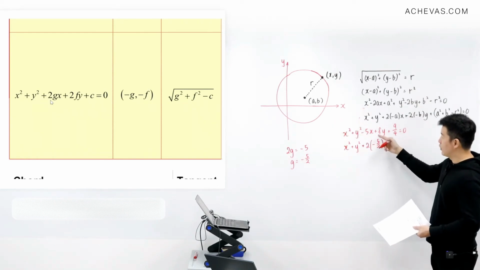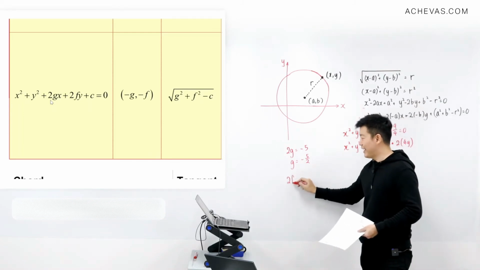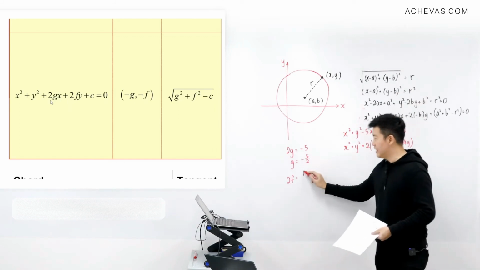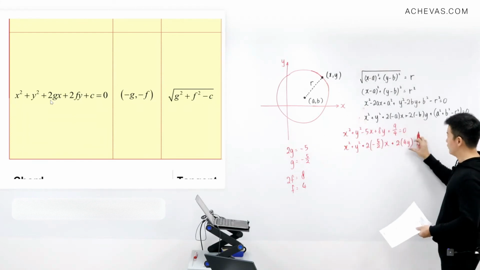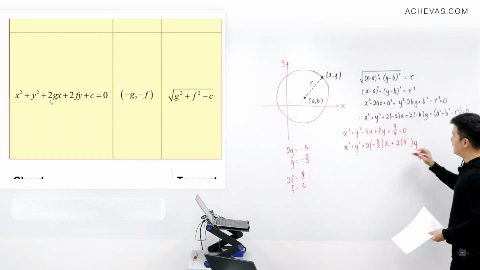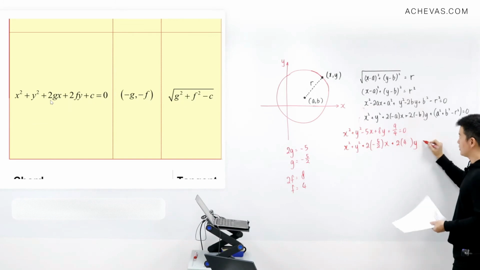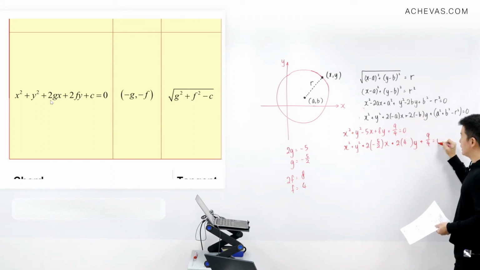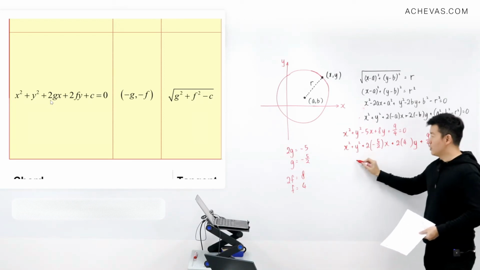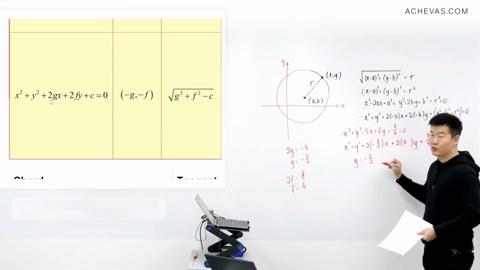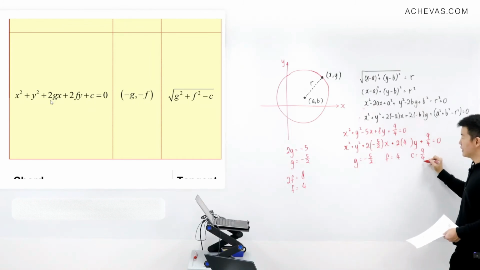I'm going to do the same thing for this, which is going to be plus 2 times 4y, or you can also let 2f be equal to the number here, which is 8, which means that f is equal to 8 over 2, which is 4. And now I can see that it is 4y. Then according to the equation, it is going to be plus c, so here plus 9 over 4. This is equal to 0, which means that based on this form, we know that g is equal to minus 5 over 2, f is equal to 4, and c is equal to 9 over 4.